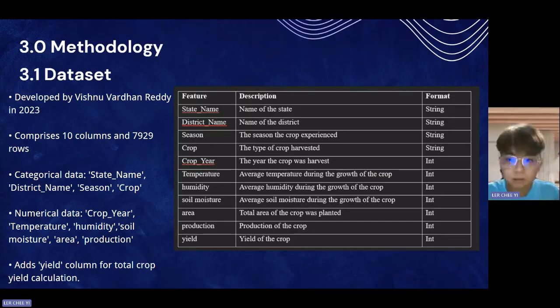Okay. In our data set, it includes 10 columns and 7,929 rows. It contains both categorical data and numerical data.